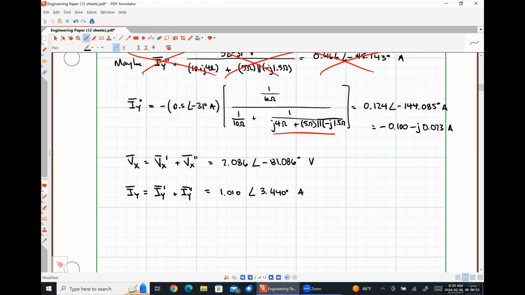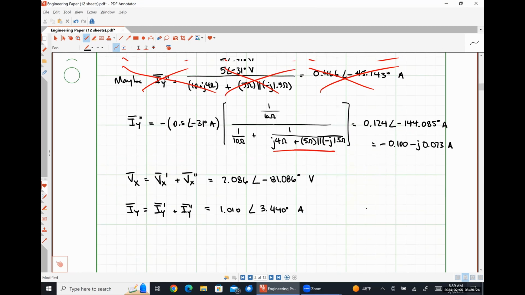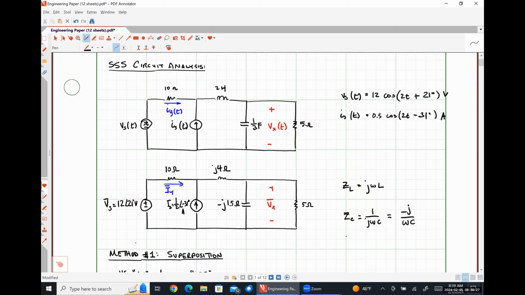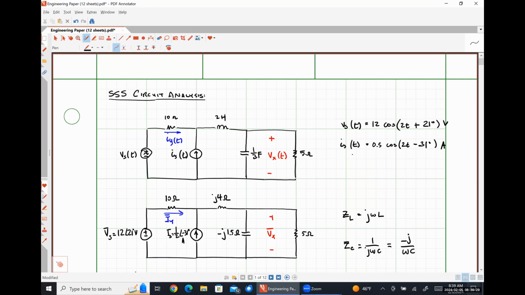I disagree. Go way back to the beginning. Our goal was to solve for Vx as a function of time and Iy as a function of time. So just because we're done in the frequency domain doesn't mean we're done with the problem. Our last step is simply to convert back from these phasor voltages and currents into a time domain voltage and current. We do that by keeping the magnitude, keeping the phase angle, and adding the cosine 2t bit back in. Okay.